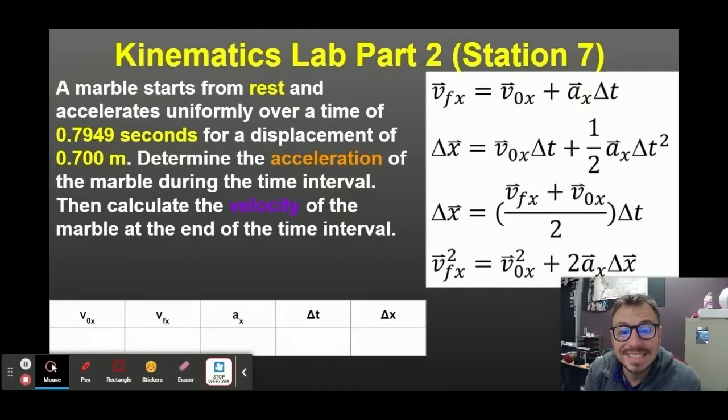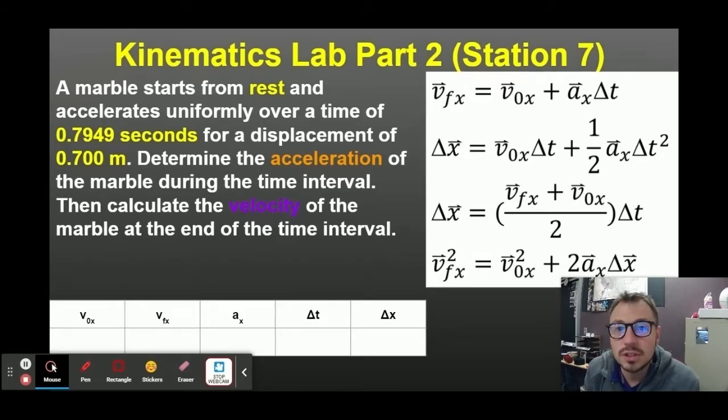So let's go ahead and look at station 7. Now we need to look at station 7 first because there is that systematic error that is worse the closer those photo gates are apart. So we're going to go with the best case scenario. So a marble starts from rest and accelerates uniformly over a time of 0.7949 seconds for a displacement of 0.700 meters. Determine the acceleration of the marble during the time interval, then calculate the velocity of the marble at the end of that time interval.